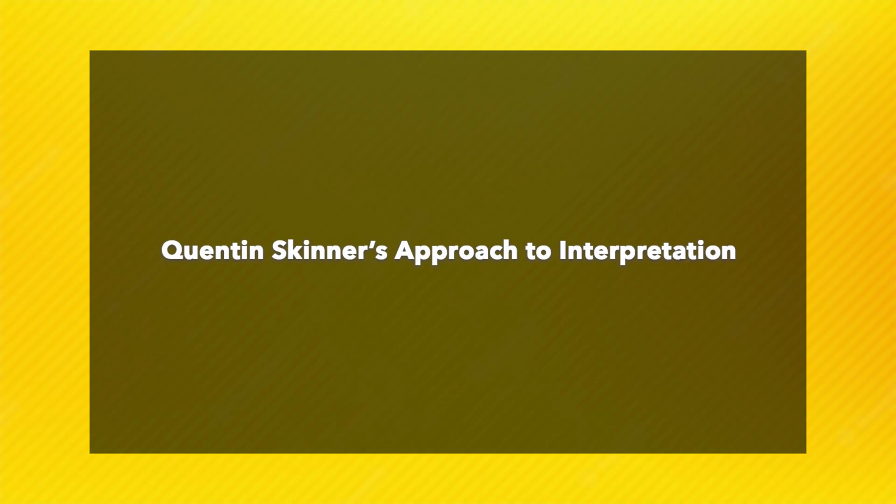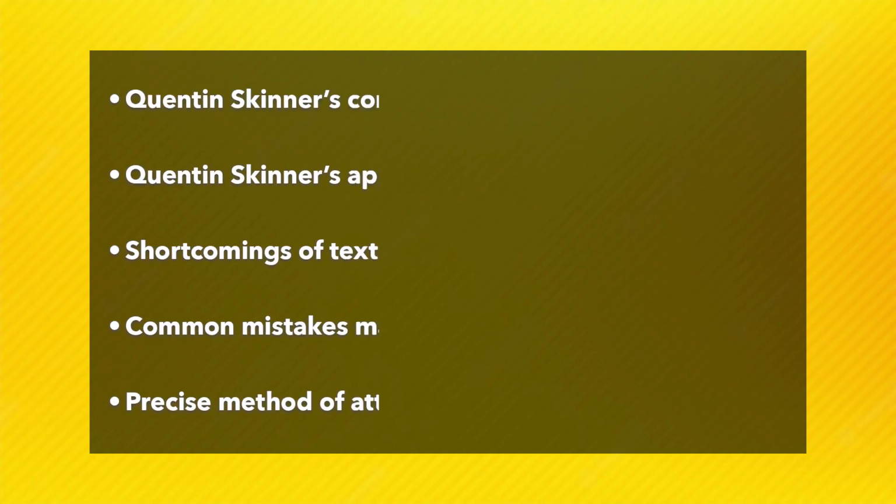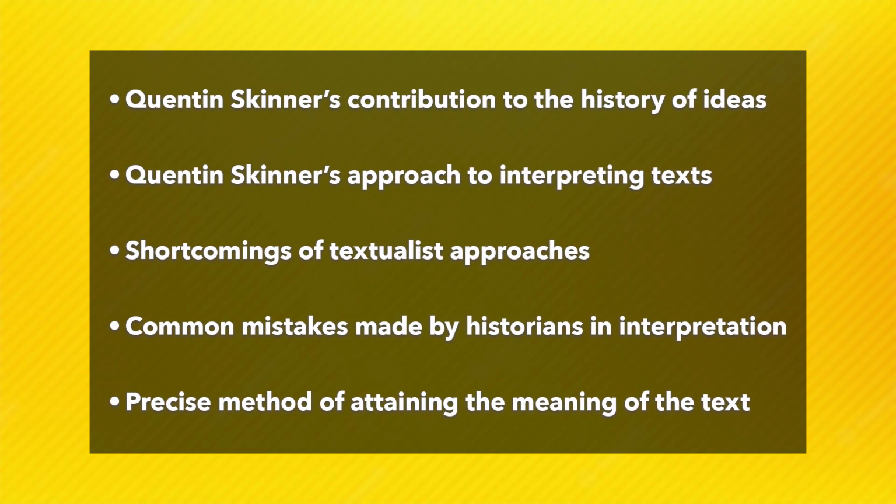Today we are going to discuss an important topic, that is Quentin Skinner's approach to interpretation. The main objectives of this lecture are to understand Quentin Skinner's contribution to the history of ideas, to outline Skinner's approach to interpreting text, to highlight the shortcomings of textualist approaches, to explain the common mistakes made by historians in interpretation, to find the precise method of attaining the meaning of the text.